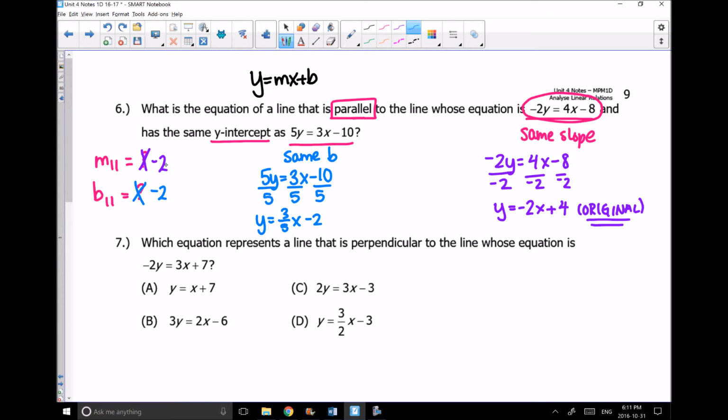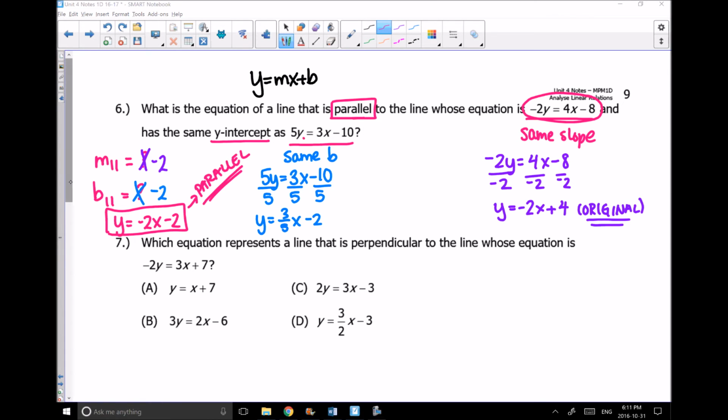It's just a coincidence, by the way, that they're exactly the same. Okay? So now I know the slope of my parallel line and the y-intercept of my parallel line. So I can write out my equation, and my equation is going to be y equals negative 2x minus 2. And this is going to be my parallel line that I'm looking for, not this line or that line.